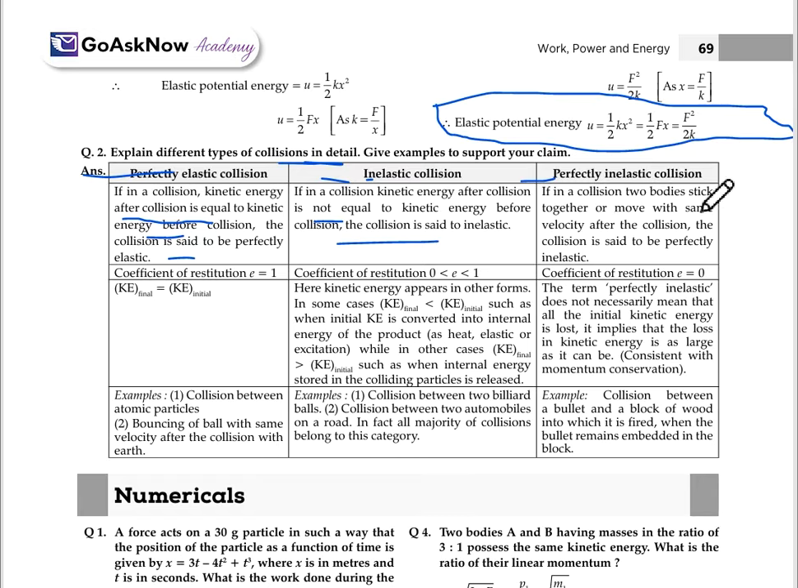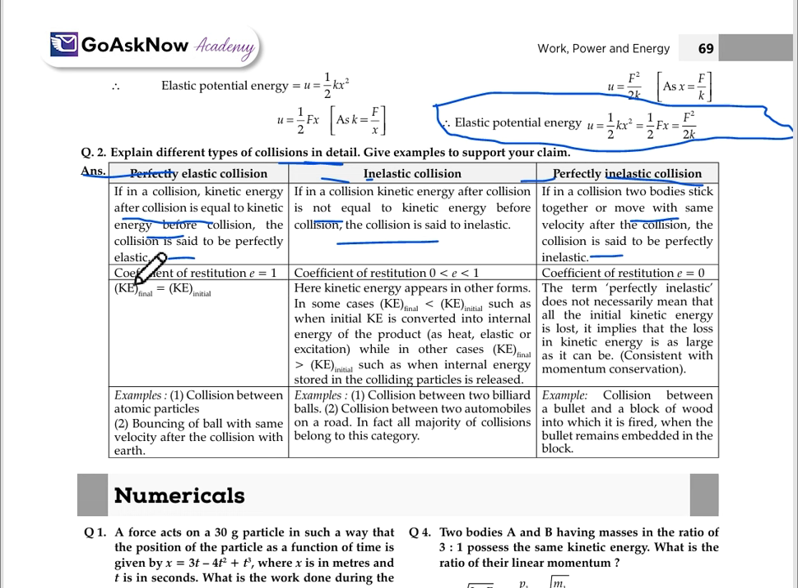If in a collision two bodies stick together or move with the same velocity after the collision, it is said to be a perfectly inelastic collision. The two bodies just stick together and move with the same velocity. The velocity is not v1 and v2 for them, it is just v even after the collision.